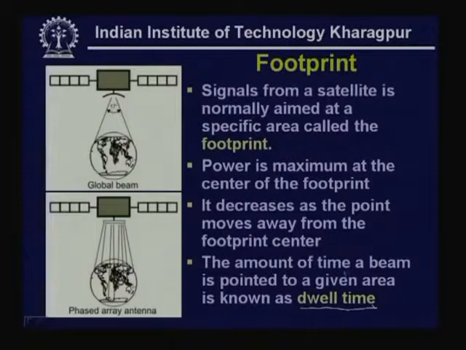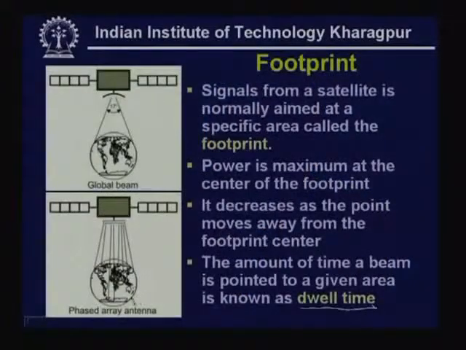So, the amount of time a beam is pointed to a given area is known as the dwell time, and of course, whenever it changes from one position to another, it takes some time, and the time is of the order of microsecond. So, the dwell time should not be very short or very large. Dwell time is controlled electronically, and it can be focused on some parts for a certain period of time, and that time is usually of the order of a few milliseconds.